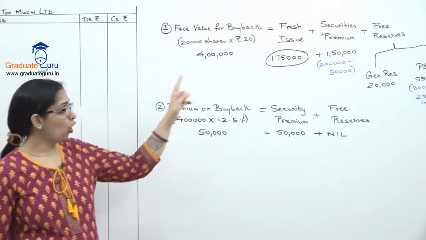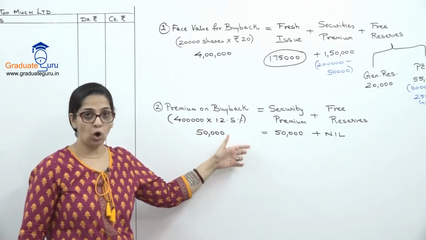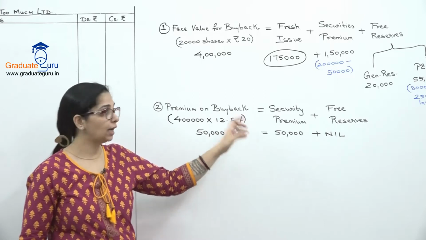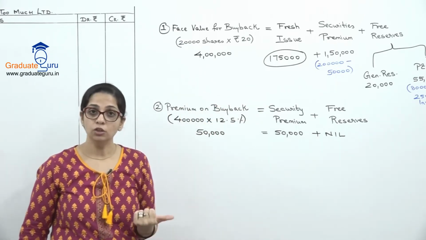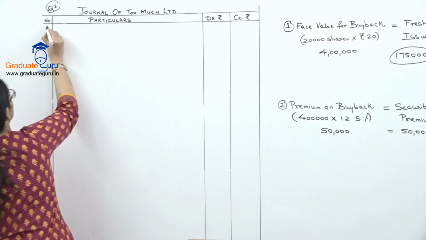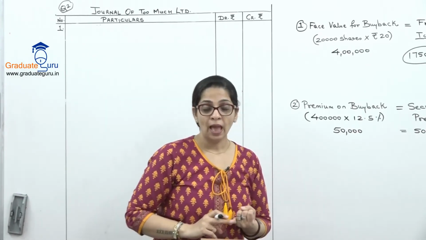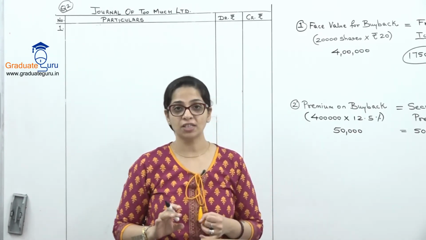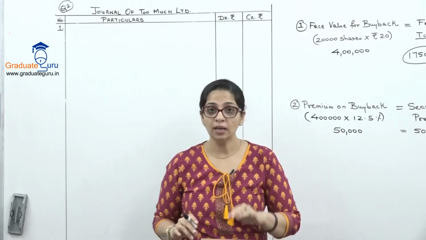So now we have all our figures with us. Where should what go? We already know where to take the premium from and where to take the face value from. So let's go to our journal entries. Now here we have a fresh issue and we also have sale of investment. So these two entries will be added to our normal entries.